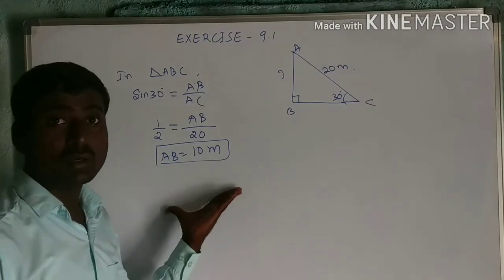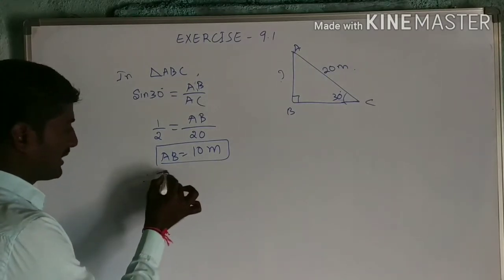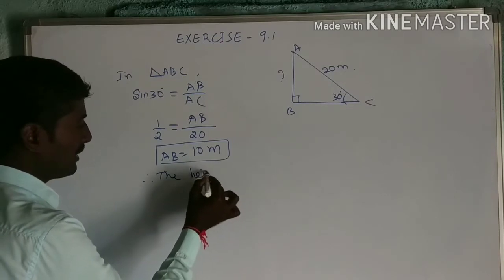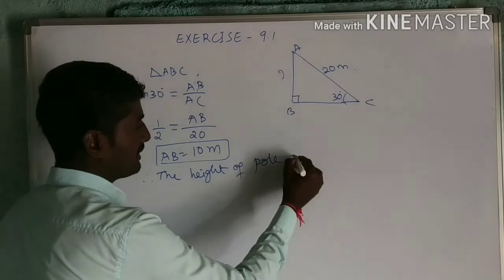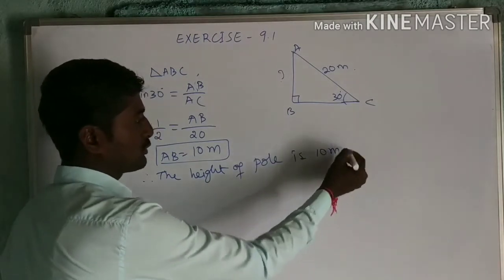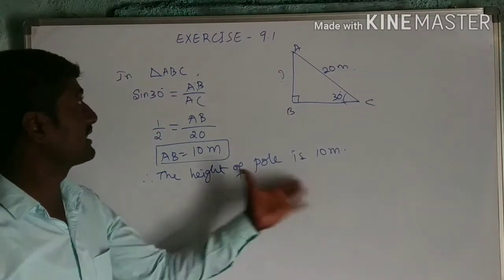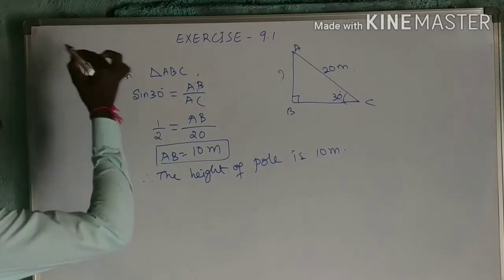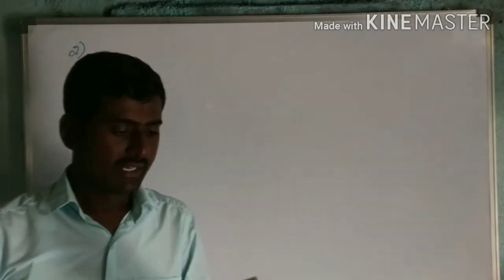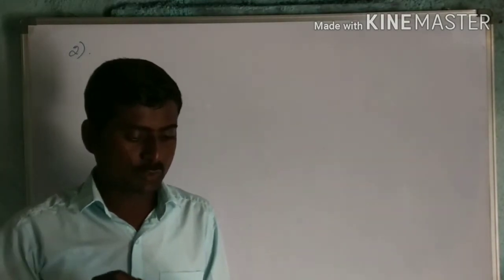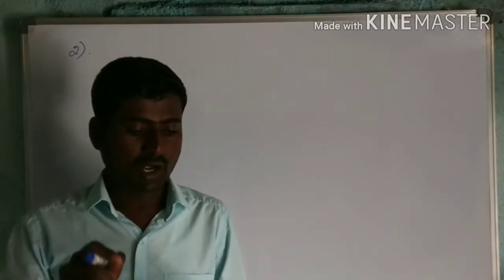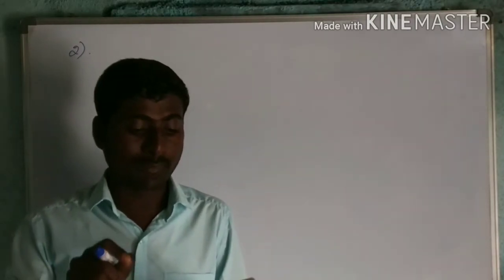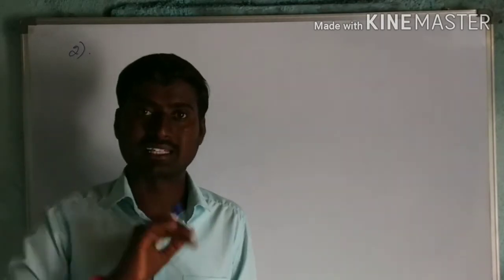We should write the conclusion also. Therefore, the height of the pole is 10 meter. The unit also should be written. Okay. So this is what the first question is. Next, the second question. Let us see the question first. A tree breaks due to storm and the broken part bends so that the top of the tree touches the ground, making an angle of 30 degree with it.